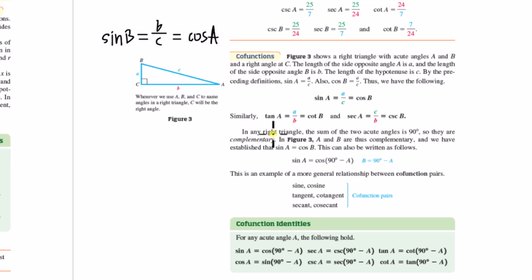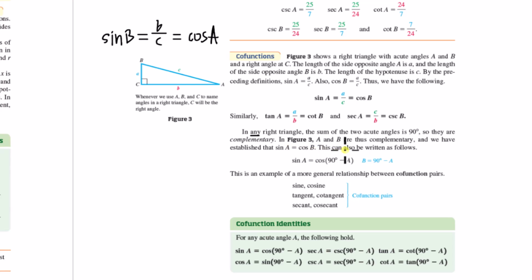So in any right triangle, the sum of the two acute angles is 90, so they are complementary. I'm saying these cofunction identities we're about to talk about apply for any right triangle. Everything that we've just talked about here applies for any right triangle. The sum of the two acute angles is 90 degrees, so they are complementary, and that makes sense, right? Because this is 90, so the sum of the two acute angles for any right triangle is going to be 90. They're complementary.